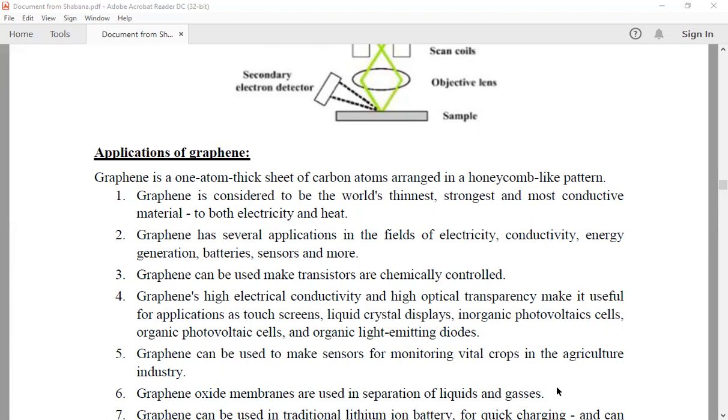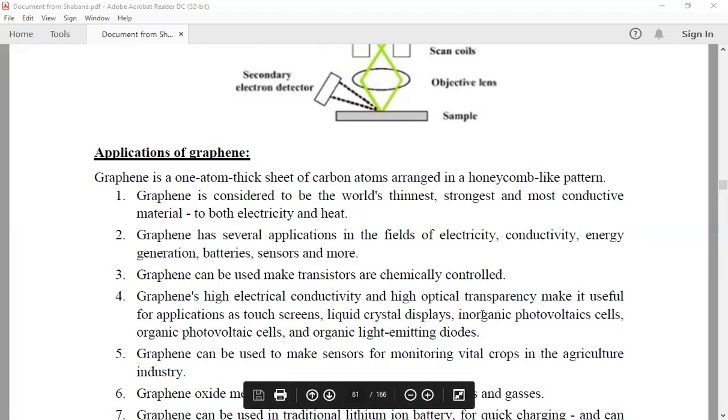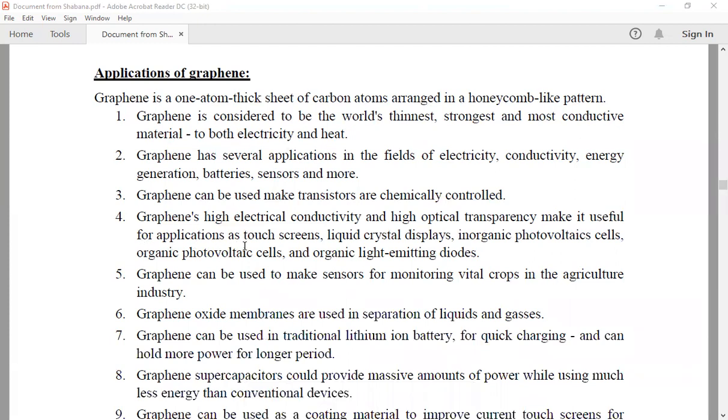Graphene can be used to make transistors, which are chemically controlled. Graphene's high electrical conductivity and high optical transparency make it useful for applications such as touch screens, liquid crystal displays, inorganic photovoltaic cells, organic photovoltaic cells, and organic light emitting diodes. It can also be used to make sensors for monitoring vital crops in the agriculture industry.